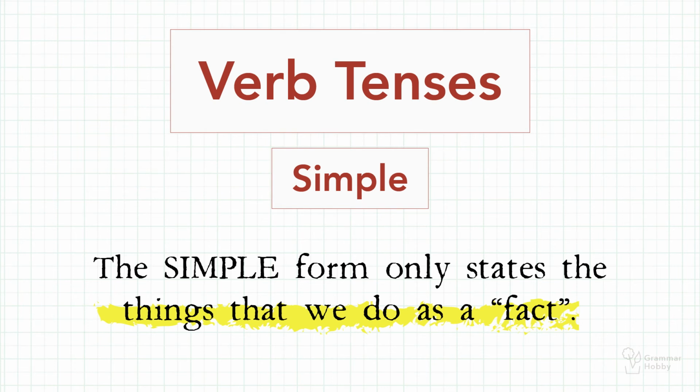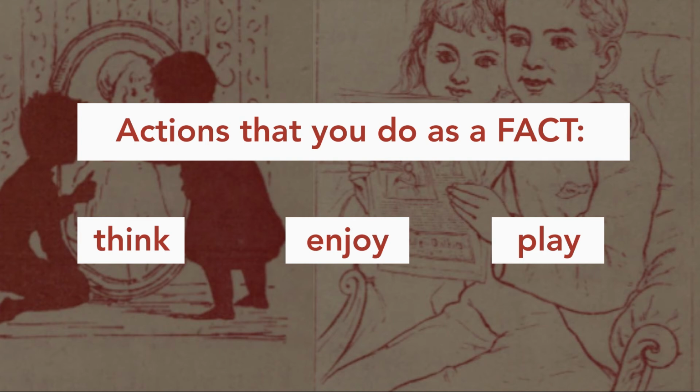The simple form only states the things that we do as a fact. Okay, let's explore more actions that you do as a fact. As a student, you think. You also enjoy. And for sure as a student, you play. Think, enjoy, and play are the things you do as a fact.